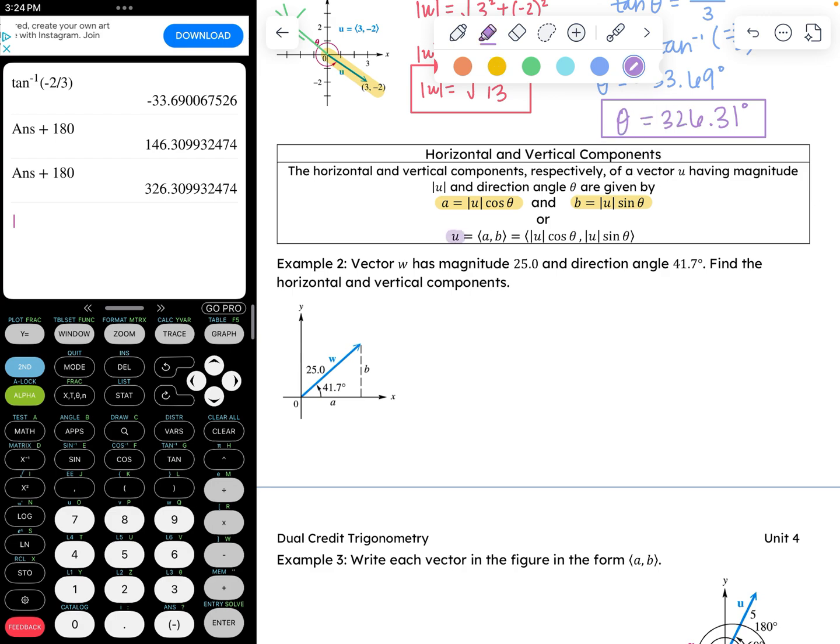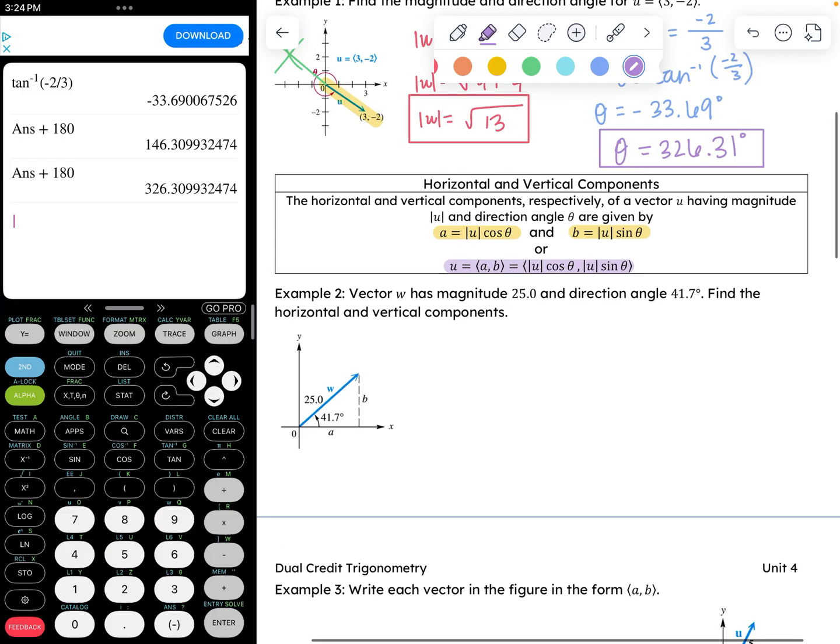Then we would write our answer as an ordered pair. So that's kind of what it's got down here. So example 2 says vector W has magnitude of 25.0 and a direction angle of 41.7. Find the horizontal and vertical components.